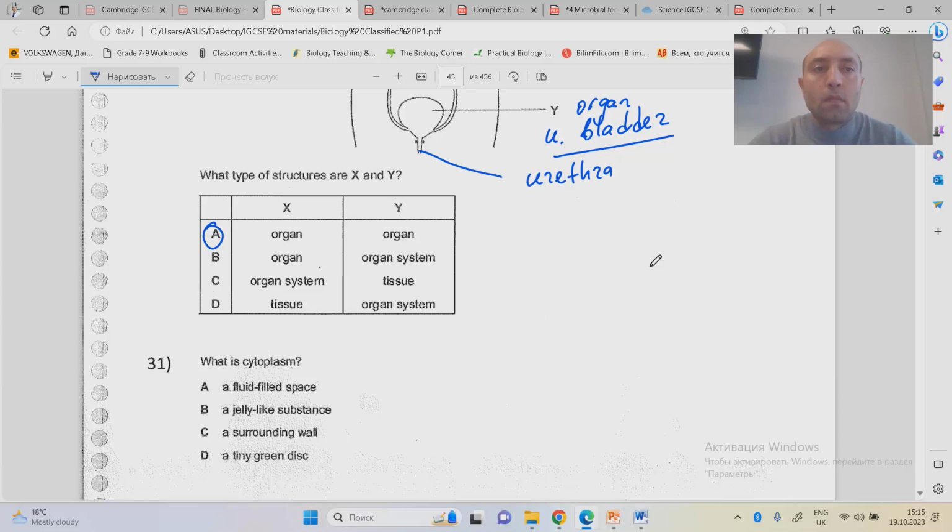Today we are going to continue with the last topic. As you remember, our last topic was about cells, unit 2 of IGCSE. Now we are going to continue with another question. So we stopped at question number 30.